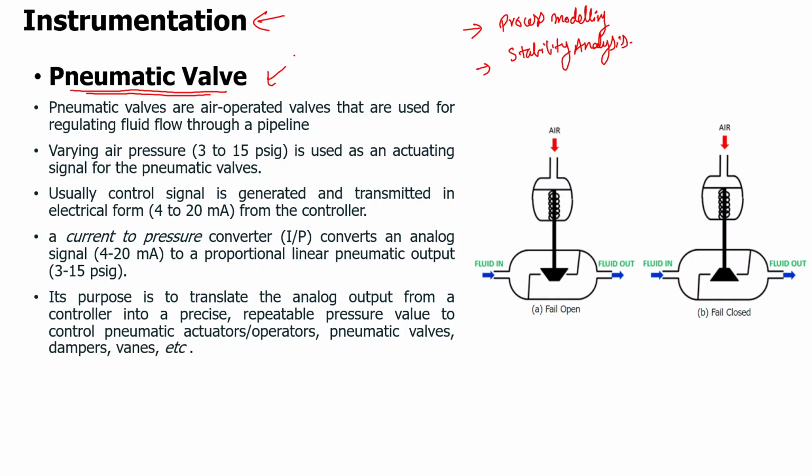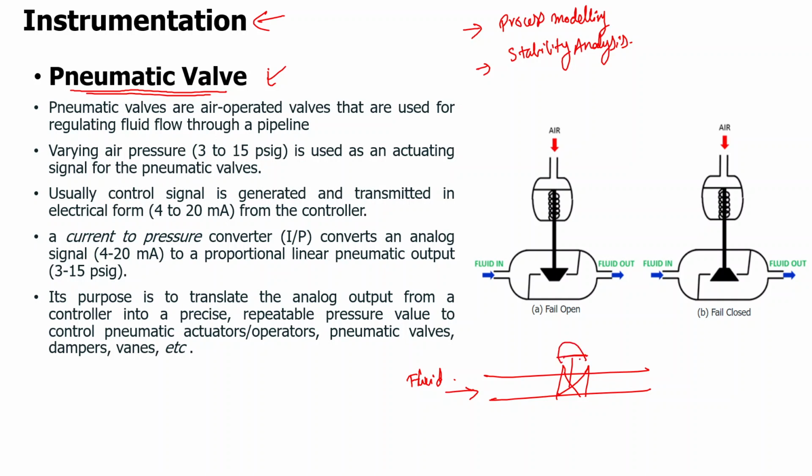And most commonly, we use pneumatic valves to manipulate the controlled variable. So this is what pneumatic valves do. Pneumatic valves are basically air-operated valves that are used for regulating the fluid flow through a pipeline. Let's say I have a pipeline and a fluid is flowing through it. Our main objective is to control the flow of the liquid or whatever gas is passing through. So for that, we will be using a pneumatic valve.